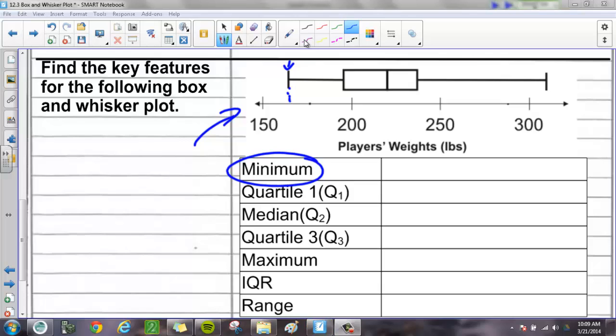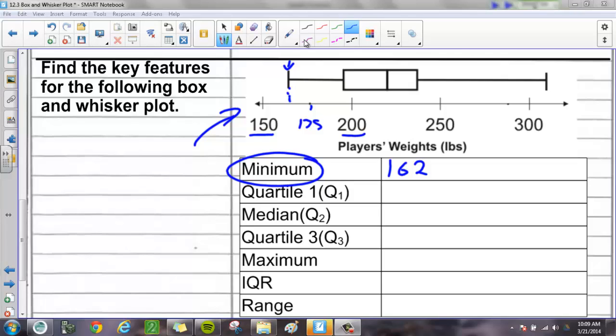Well, the value of the minimum, if this is 150, this is 200, so this would probably be 175, right? So the value of the minimum would probably be right between 150 and 175. I don't know, 162, something like that. So it looks like it's about 162 for the minimum value, looking at this box and whisker plot.